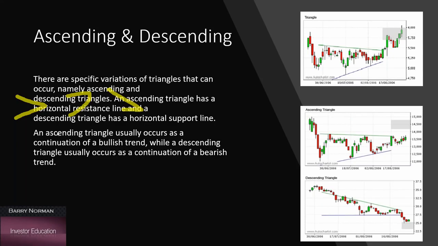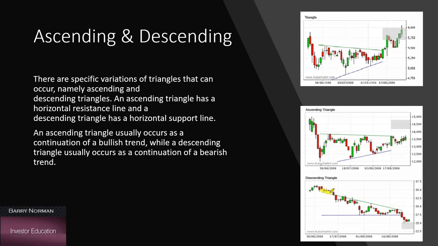So like we said, we have ascending and descending. And these are specific variations of triangles that can occur, namely ascending and descending. The ascending triangle has a horizontal resistance line, and a descending triangle has a horizontal support line. But ultimately, they mostly take place here.